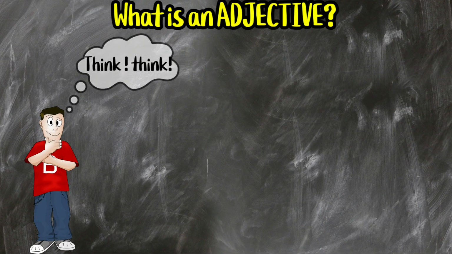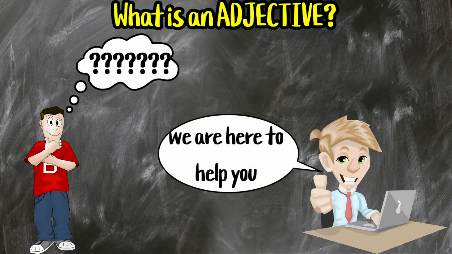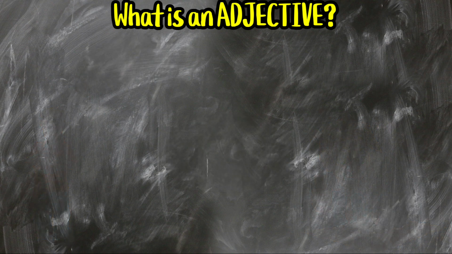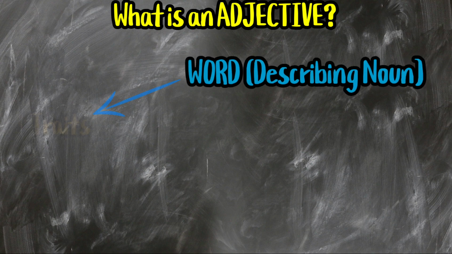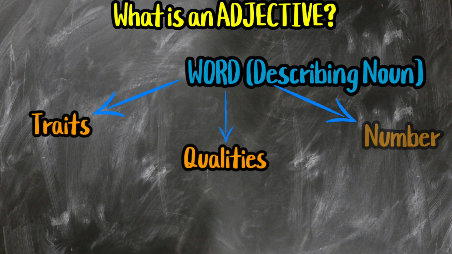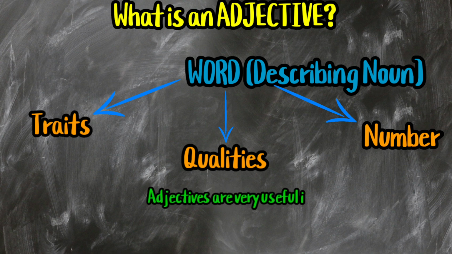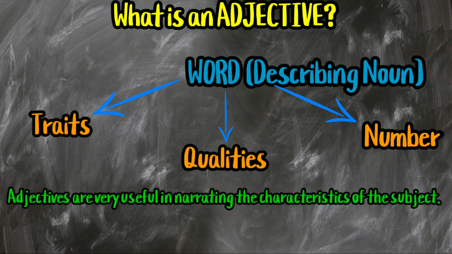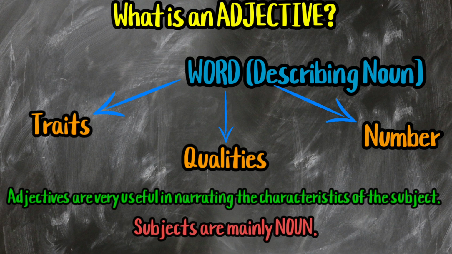We all know what an adjective is. If you don't know, it's not a problem. We are here to help you. In simple words, any word that describes the traits, qualities, or number of a noun is termed an adjective. Adjectives are very useful in narrating the characteristics of the subject, which is mainly a noun.